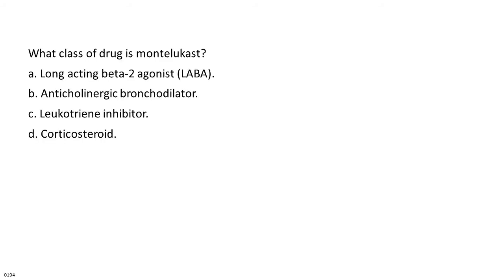What class of drug is montelukast? A. Long-acting beta-2 agonist, LABA. B. Anticholinergic bronchodilator. C. Leukotriene inhibitor. D. Corticosteroid.